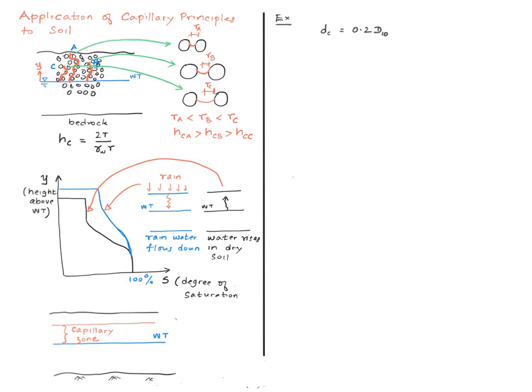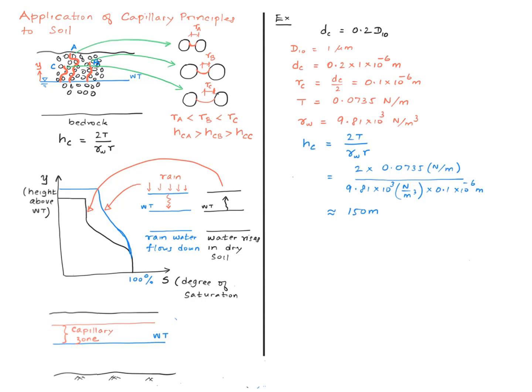What is normally done is to assume that the pore diameter is 20% of D10. With clay soil in mind, let me assume 1 micron for D10. Then the capillary radius is calculated to be 0.1 times 10 to the minus 6 meter. I gave you a value for the surface tension before in SI units. We know the unit weight of water is 9.81 times 10 to the power of 3 Newton per meter cubed.